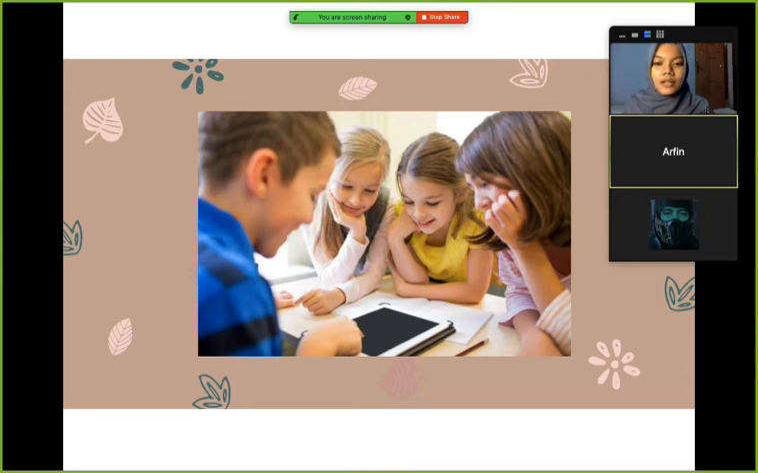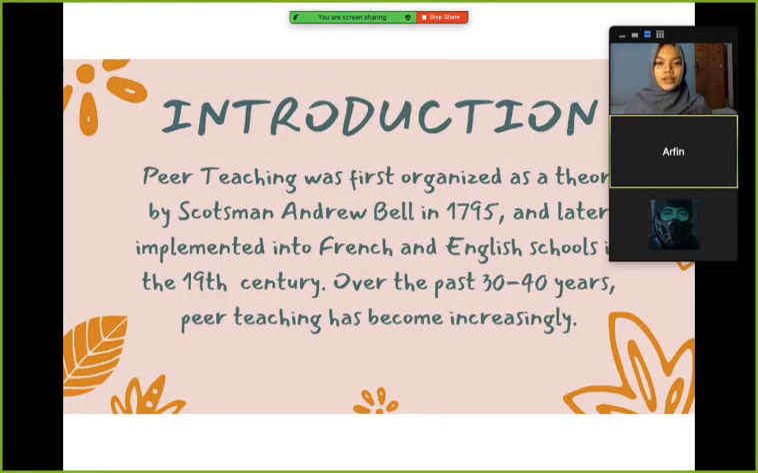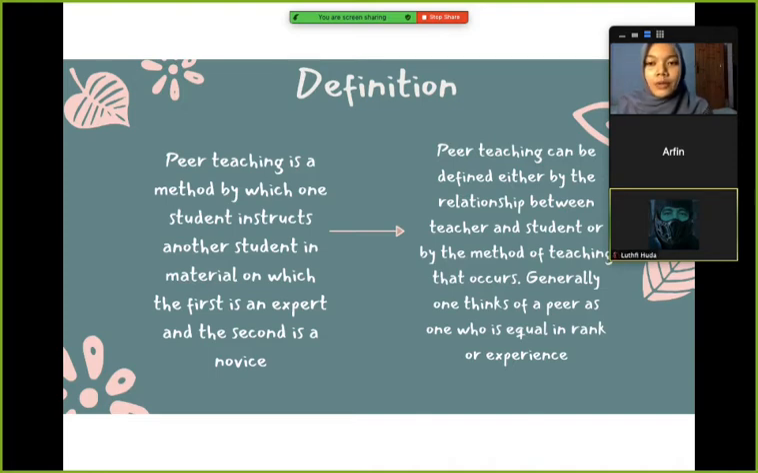Next, I will share about the definitions, introductions first. Peer teaching was first organized as a theory by Scottmans and Rubel in 1905 and later implemented into French and English schools in the 9th century. Over the past 30 until 40 years, peer teaching has become increasingly popular. Did you get the point?